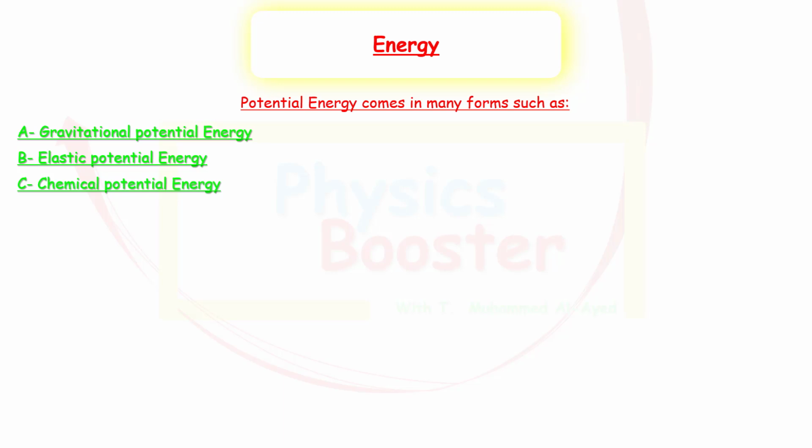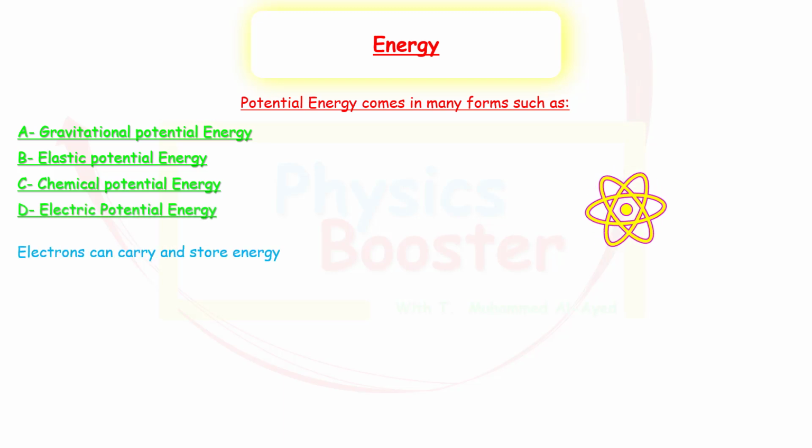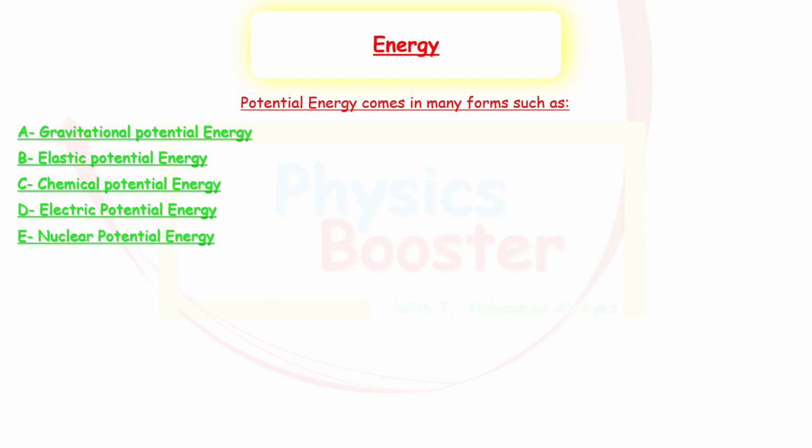Without food, you can't move. Your body will stop functioning. Another form of energy is the electric potential energy because electrons can carry and store energy. And another form, or the final form, is the nuclear potential energy.